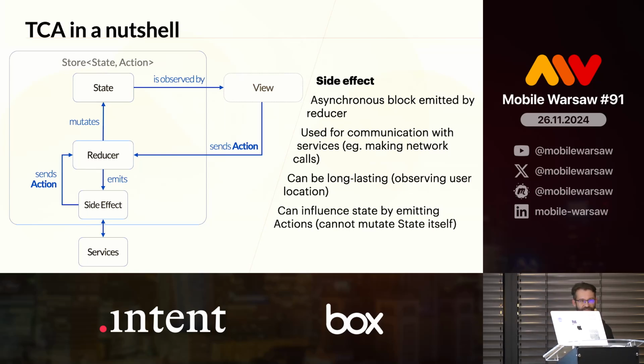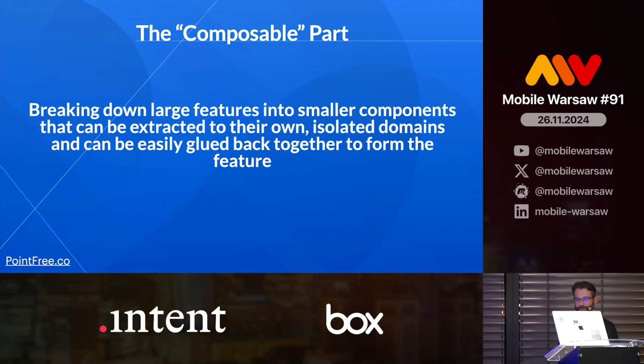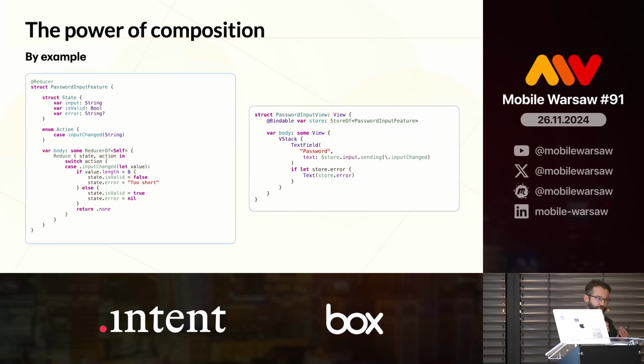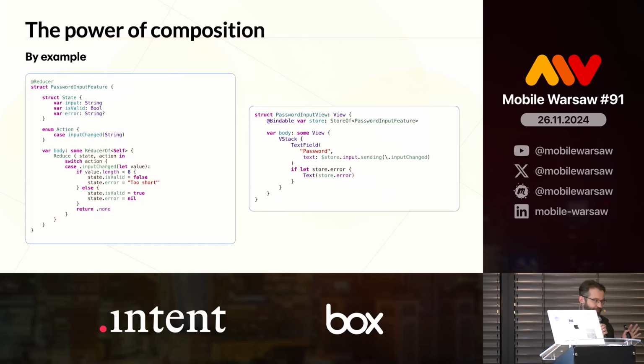So let's focus on what C means in TCA. It's the composable architecture, and by composition, I mean breaking down larger features into smaller components that can be tested independently, create their own domains, and then easily brought back together to form our bigger feature. Okay, I will give you an example to better understand this. So let's assume we are creating a sign-up. The user creates an account, they need to create a password. This password needs to fulfill some requirements. So we are focusing on this password feature first.